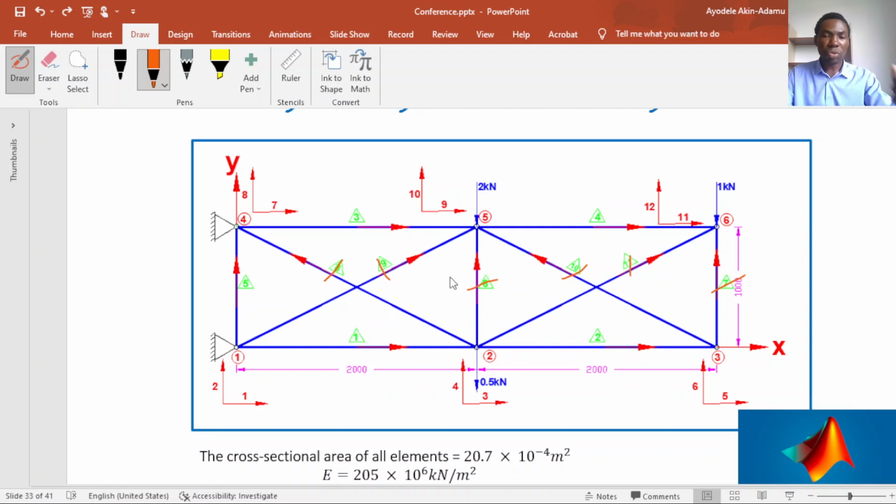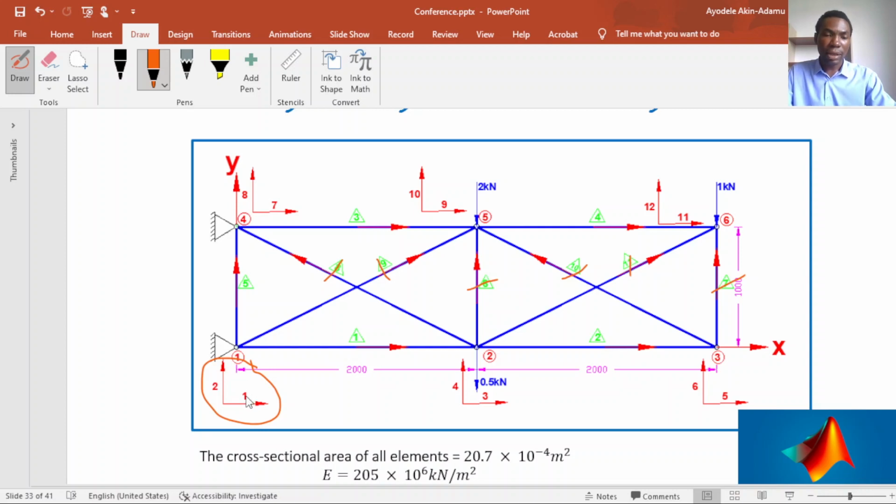After we have numbered each node in our truss system, the next thing we need to do is number our degrees of freedom. For a truss problem, each node has 2 degrees of freedom: a degree of freedom in the horizontal direction and a degree of freedom in the vertical direction. If you look at node 1, these 2 arrows, one pointing in the horizontal direction and the other pointing in the vertical direction, denote my degrees of freedom. So at node 1, I have 2 degrees of freedom denoted by the horizontal arrow and the vertical arrow.